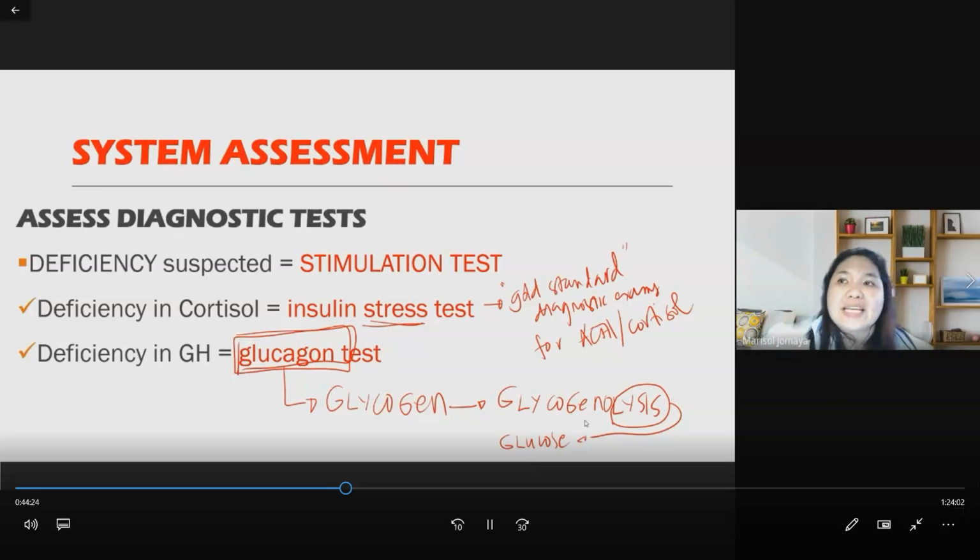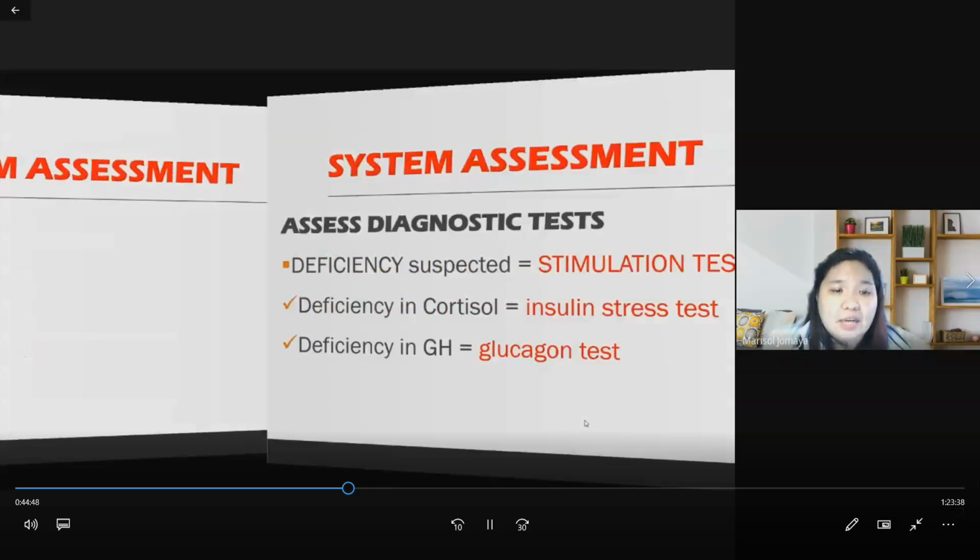So that is your stimulation test. Your stimulation test needs a particular substance that is going to be administered to your patient so that it would create a specific type of reaction. And that is your stimulation test. And again, it's still a part of your hormone problems. And it's still trying to confirm if there is really a deficiency, kasi stimulation test ito. Okay, so that is your assessment of your diagnostic test.